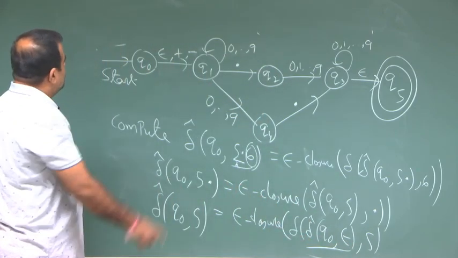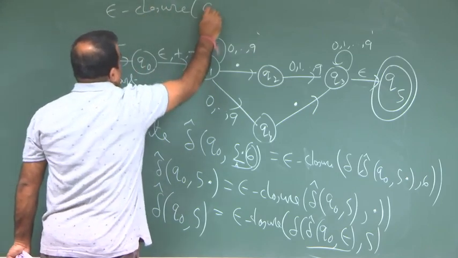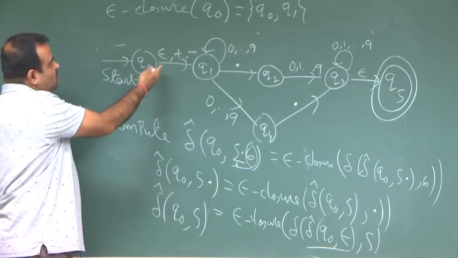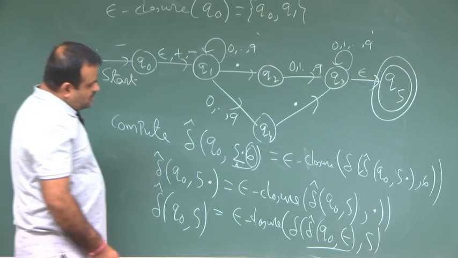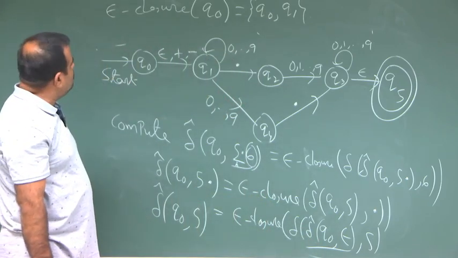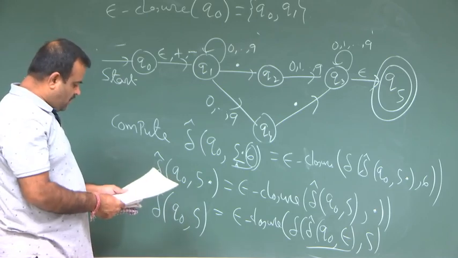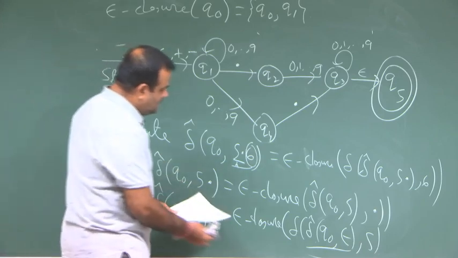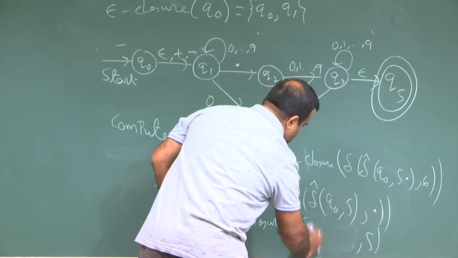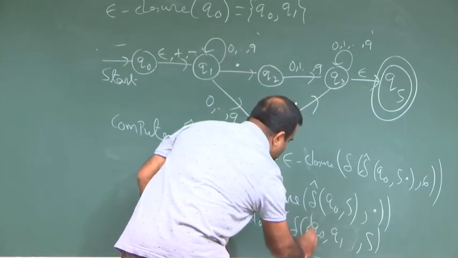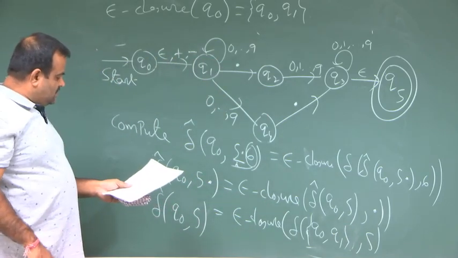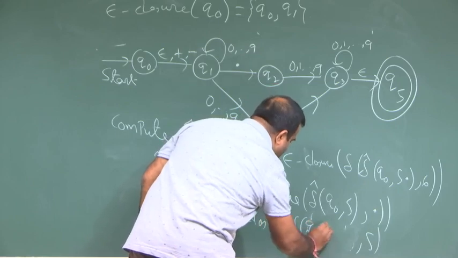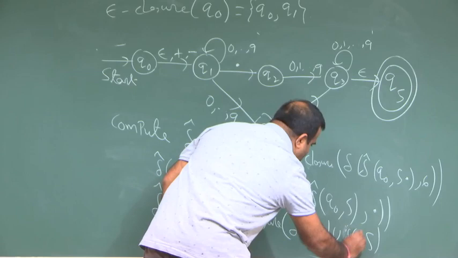So what is the epsilon closure of q0? Epsilon closure of q0 is nothing but only q0 and q1, because with an epsilon move we can go to q1 or we can remain at q0. So this set is nothing but q0 and q1. From q0, q1 with 5, where can we go? Back calculation we will do now. This is basically the epsilon closure of delta of q0, 5 and delta of q1, 5.